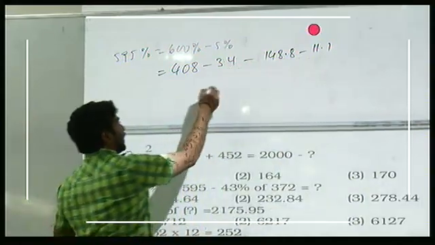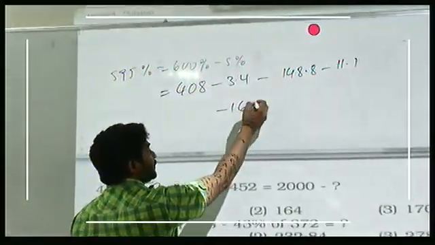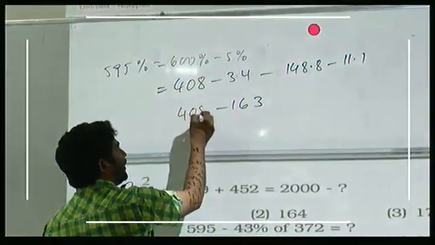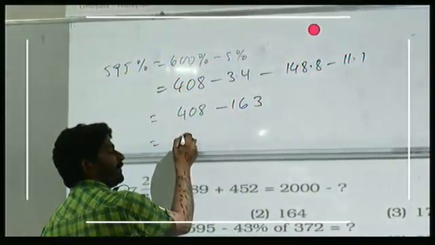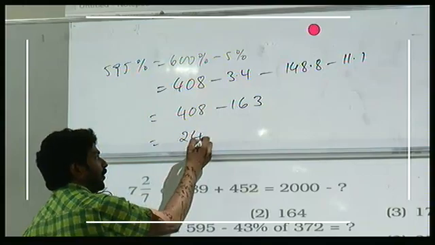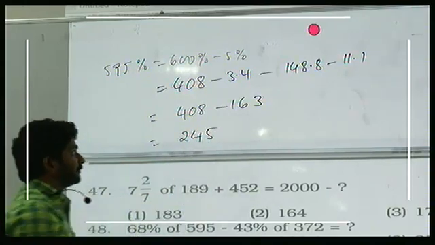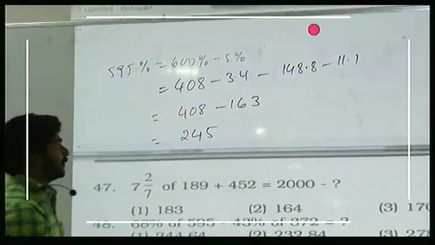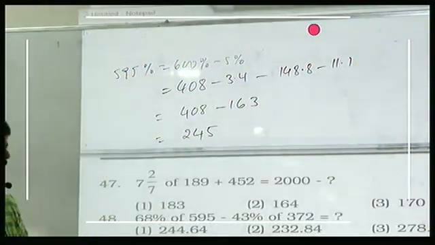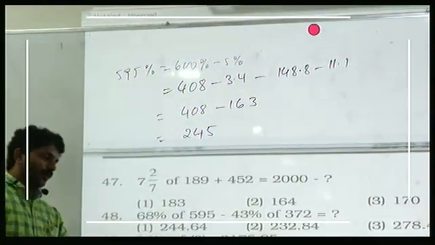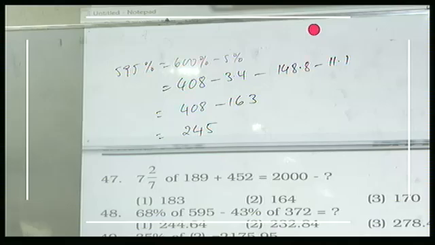So let's treat it as 163. 408 minus this number, answer will be 245. Answer should be nearby that. How many options you have? Only one. 244.64.